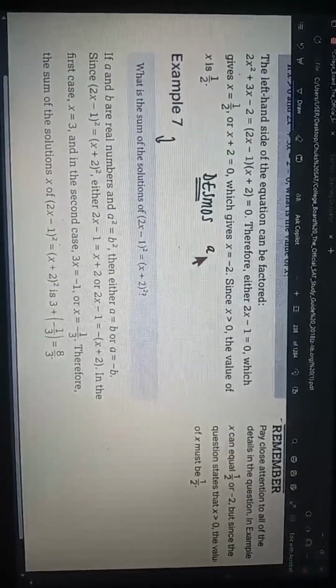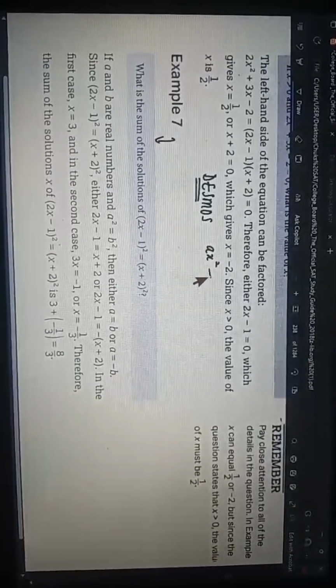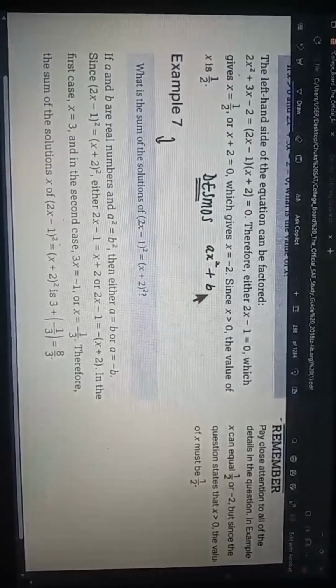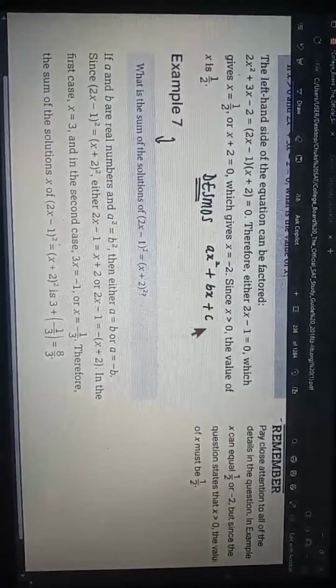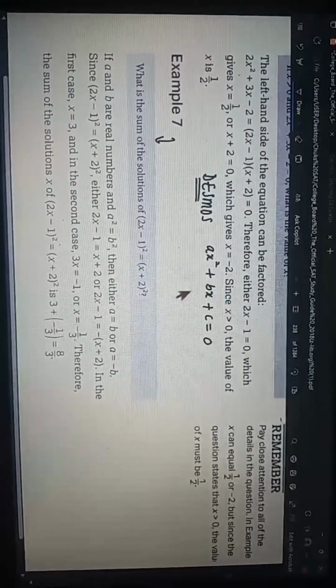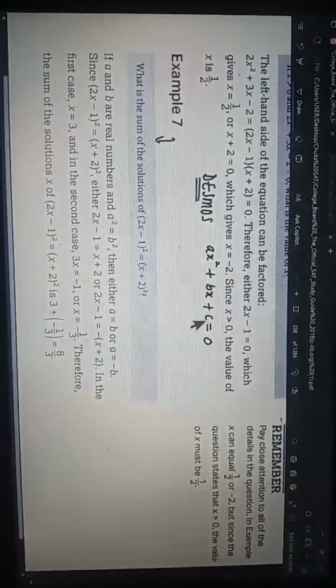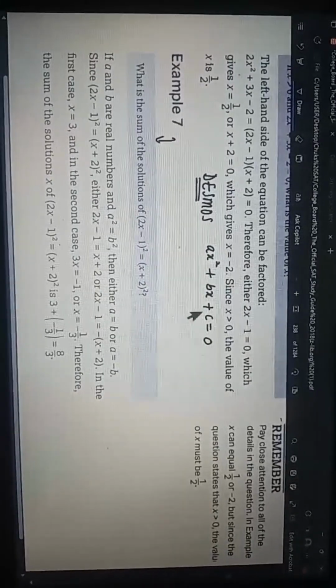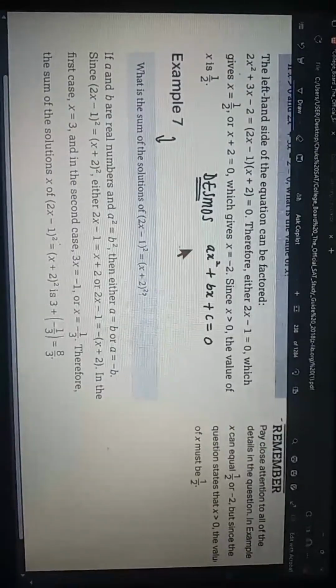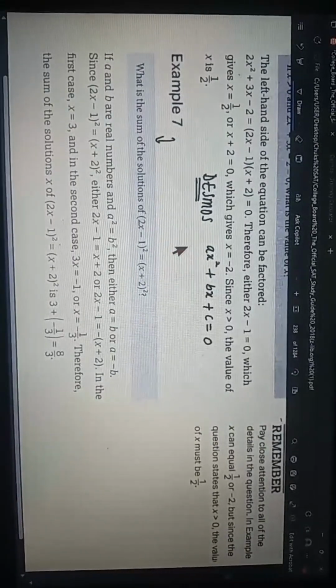This is generally how we write a quadratic equation, right? ax squared plus bx plus c equal to 0. This is basically how we write a quadratic equation. The a, b, c are just constants. Also, you can write this quadratic equation in this way.